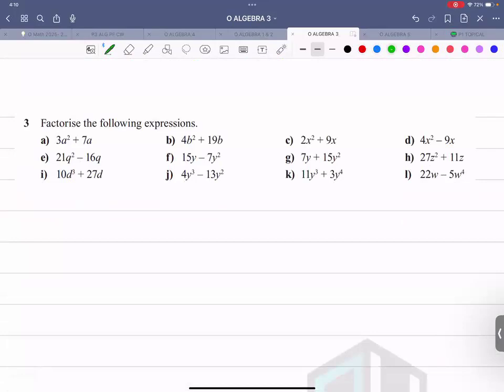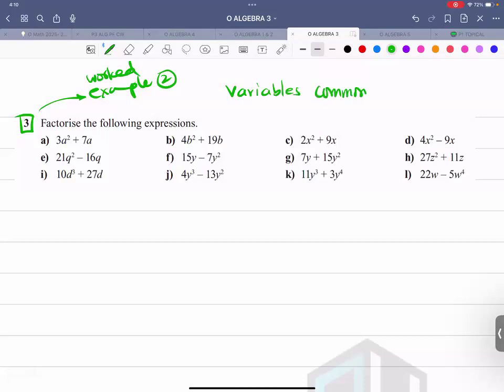Question 3 is basically like worked example 2 that we saw earlier, that is, taking variables common out. That is the kind of thing this is. So let me look at part A: 3a square plus 7a. Take a common out: a into 3a plus 7. The next one, 15y minus 7y square.